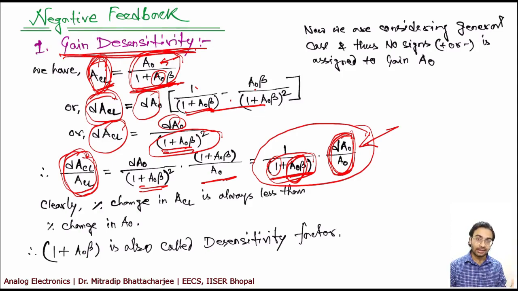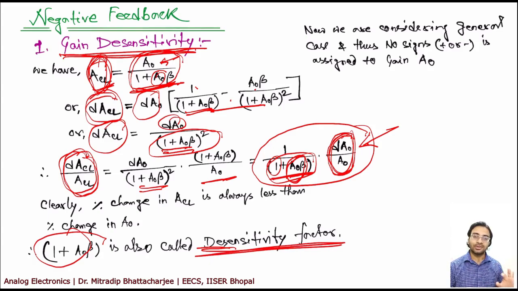So it is evident that you have decreased the variation of closed loop gain by a factor of 1 plus A0 beta. This 1 plus A0 beta is known as the desensitivity factor. So what does that mean? Now your circuit is much less sensitive to external variation. Is that clear?